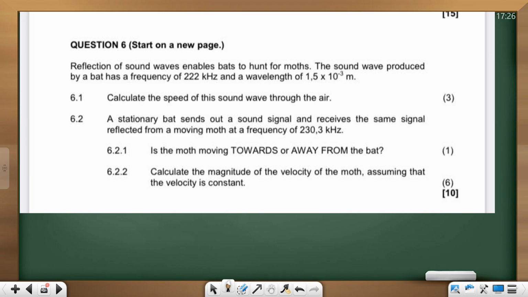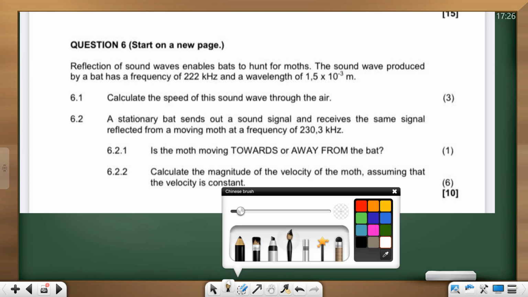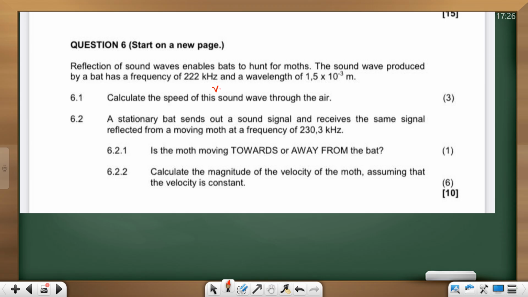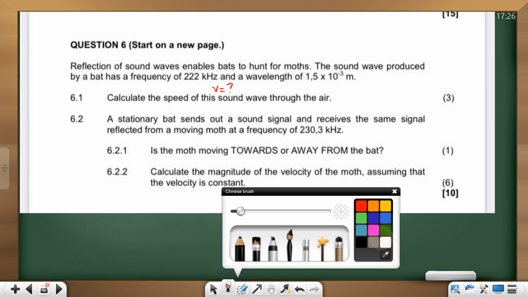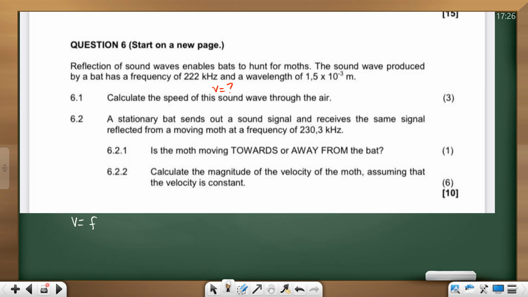Calculate the speed. Please, here the problem is learners mix a whole lot of things. Speed of sound is V. We have wavelength and we have frequency. So V equals f lambda. What is our frequency? 222,000. Kilo is 1,000, so you have to convert to hertz. What's our wavelength? A kilo is 1,000, I just converted.